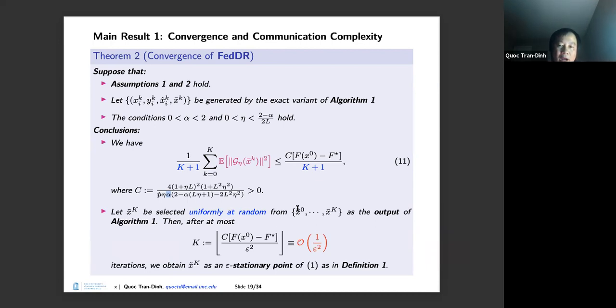When we take the output uniformly at random from all the x bar k, then we get the complexity of the computations. So as usual, it will be 1 over epsilon square, where epsilon is the accuracy that we want to achieve. So this result is usually the case in a non-convex setting. Not sure if there's any question or comment.